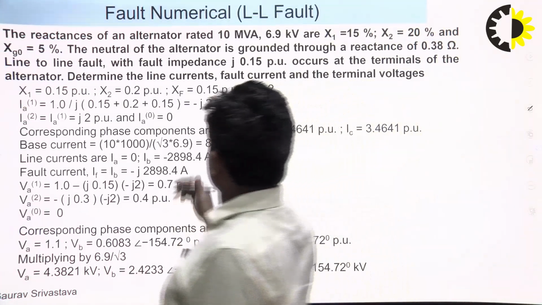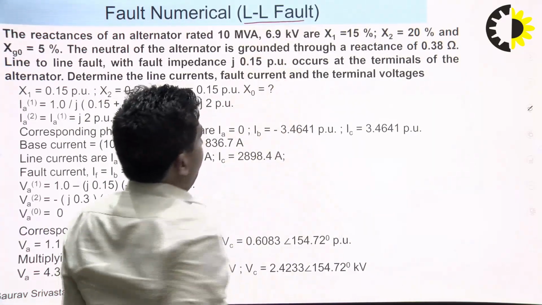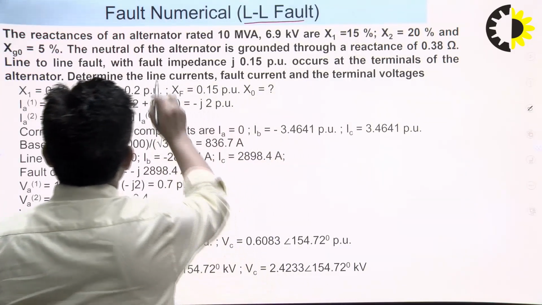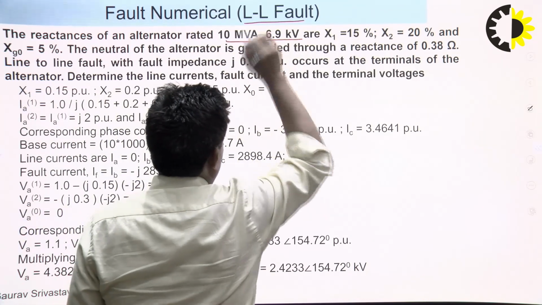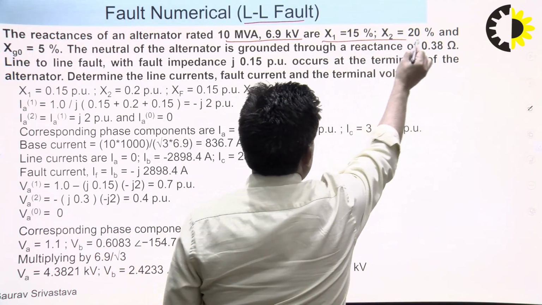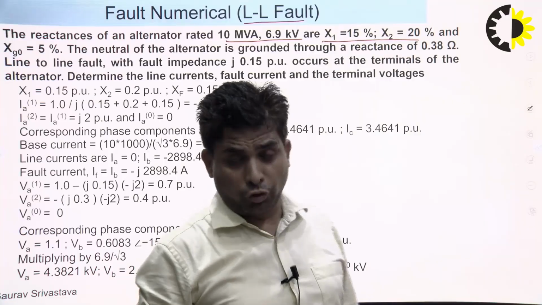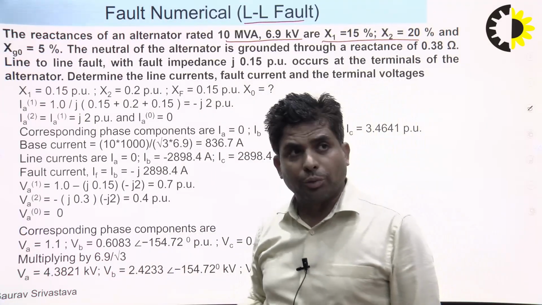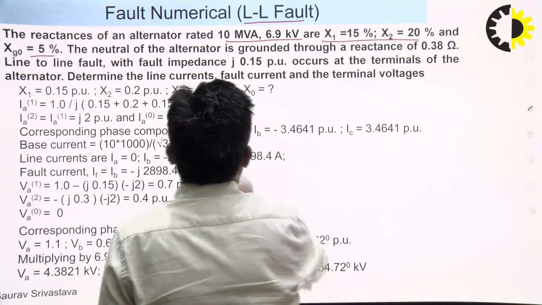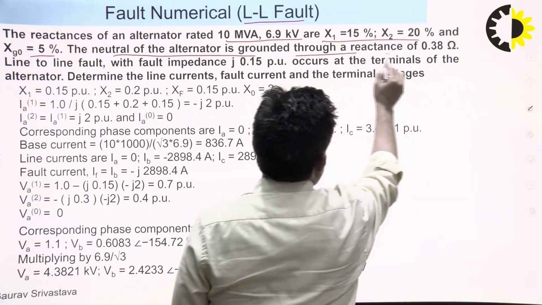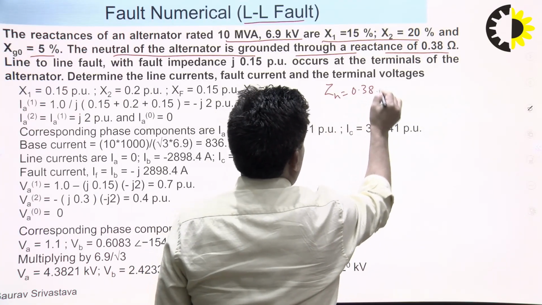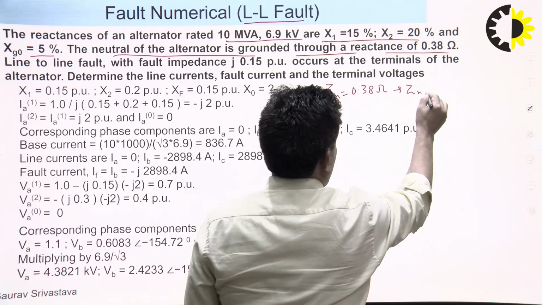Okay, so right now that is a double line fault. We have taken one example, and the same question we are choosing here: the capacity is the same, 10 MVA and 6.9 kV alternator, having positive and negative reactance individually 15%, or 0.15 per unit, and X2 is 0.20 per unit, and the zero sequence reactance is given as 5%, and now the neutral of the alternator is grounded through a reactance of 0.3. That means Zn is equal to 0.38 ohms.